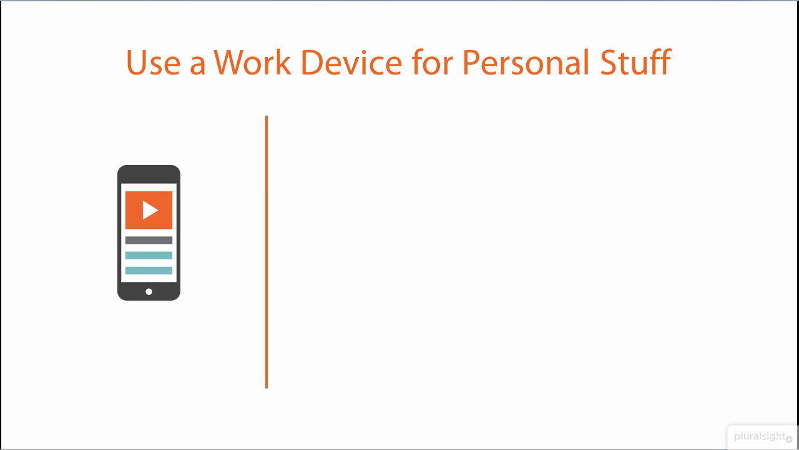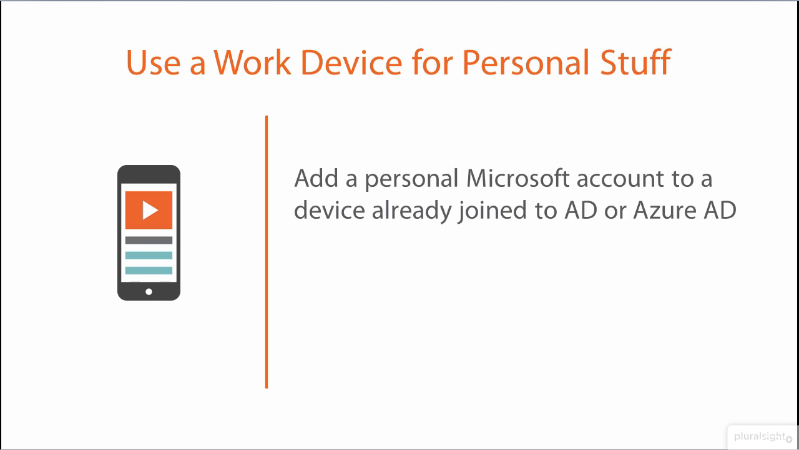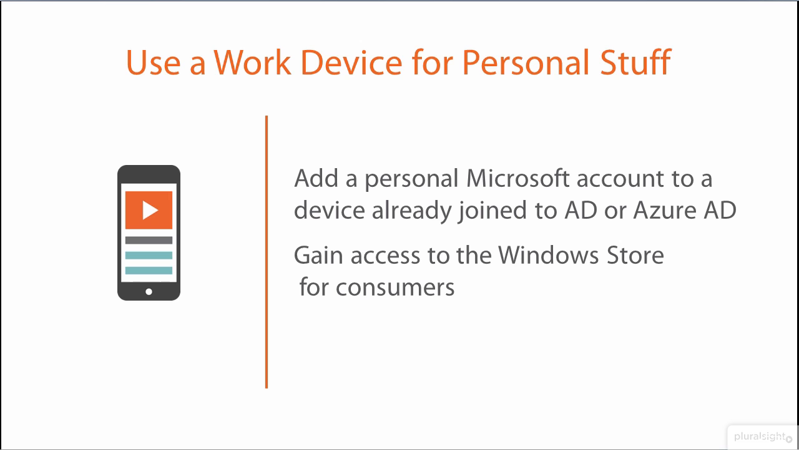Henry in the Toronto office has the reverse situation. He's got a Globomantics tablet that he wants to use for personal activities from time to time. So Henry can add his personal Microsoft account to the tablet that may already be joined to Active Directory or Azure Active Directory. This gets him access to the consumer Windows Store and gets him single sign-on to his personal apps.